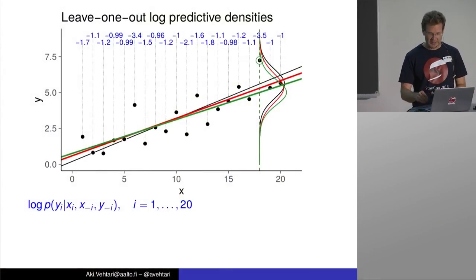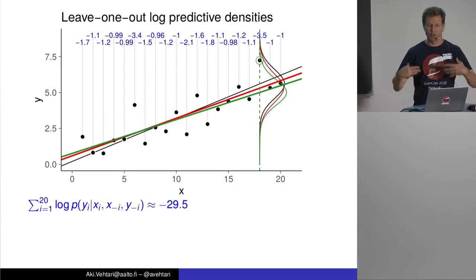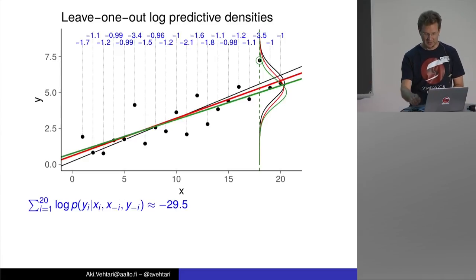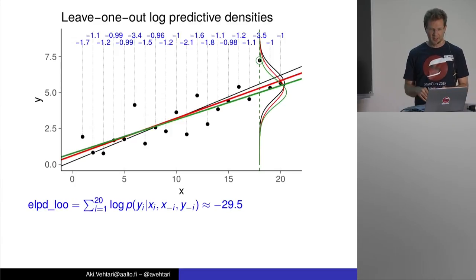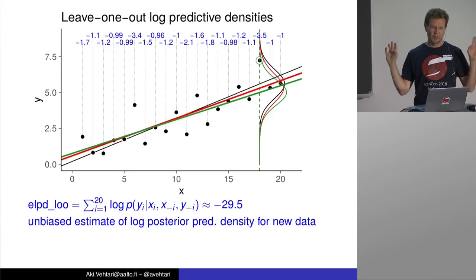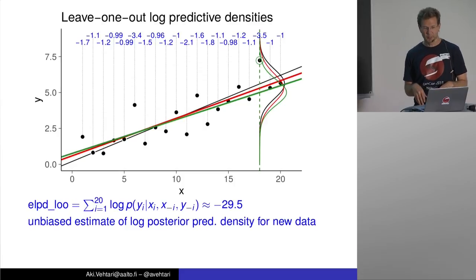And now, on the predictive density scale, it is useful to go to log scale. So we just take a logarithm. You see soon a nice benefit of doing it in logarithms. One is, of course, that sometimes these densities can be really small, so it's also helpful numerically. Now, we sum these log densities to get a value. And this is what we report in loo, elpd_loo. So it's the log of these leave-one-out predictive densities. And theory says that this is an unbiased estimate of the log posterior predictive density for new data.